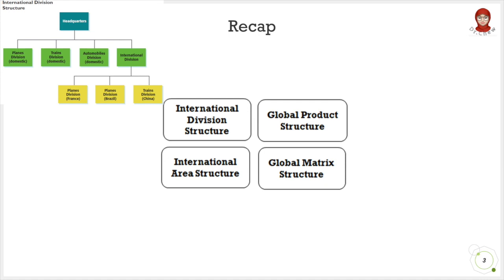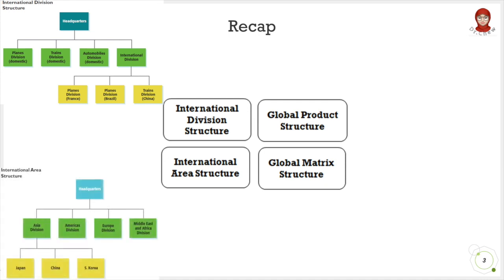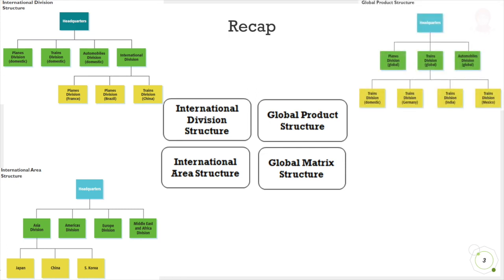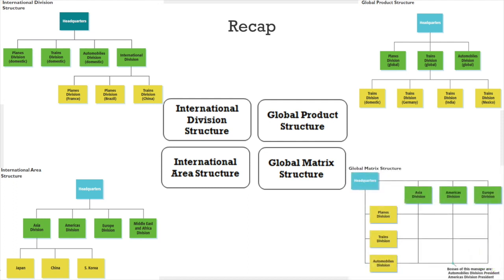International area structure. This structure organizes a company's global operations into countries or regions. And in global product structure, it divides worldwide operations according to a company's product areas. This structure is suitable for a company that has multiple business lines. Last, global matrix structure. This structure splits the chain of command between product and area divisions. Each manager reports to two bosses.